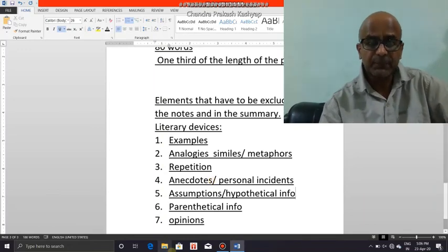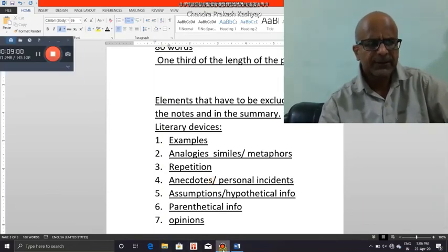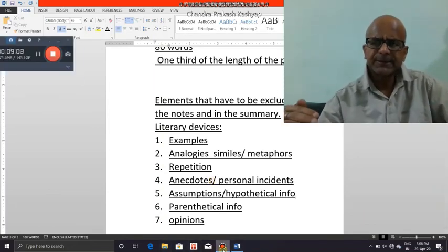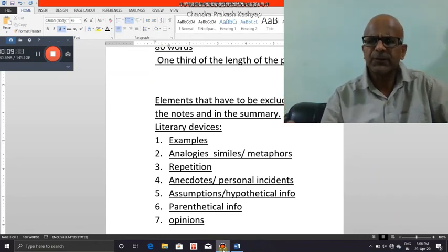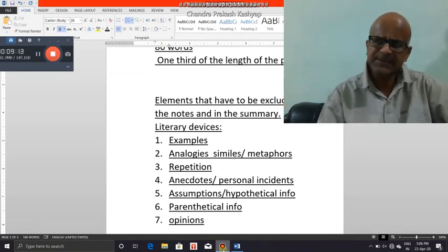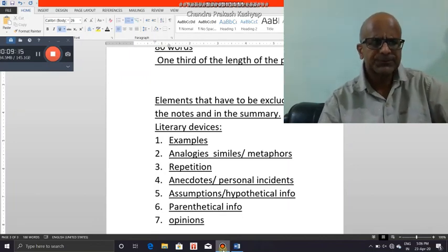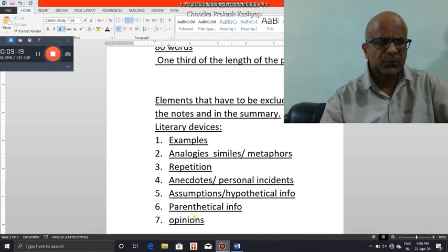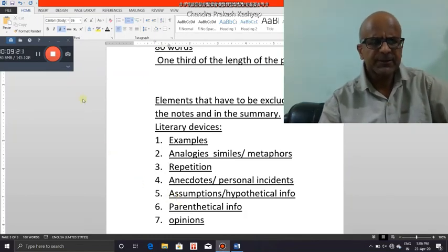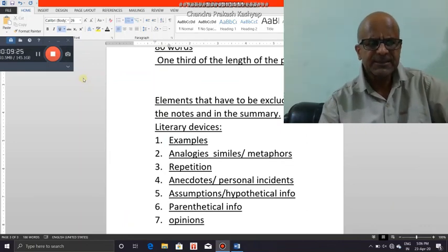He may, for example, say that had the height of the dam been increased by these many inches more, it would have been in a position to store this much more water. This is his assumption. We don't include. Personal opinions are understood. Parenthetical information and analogies need explanation here.